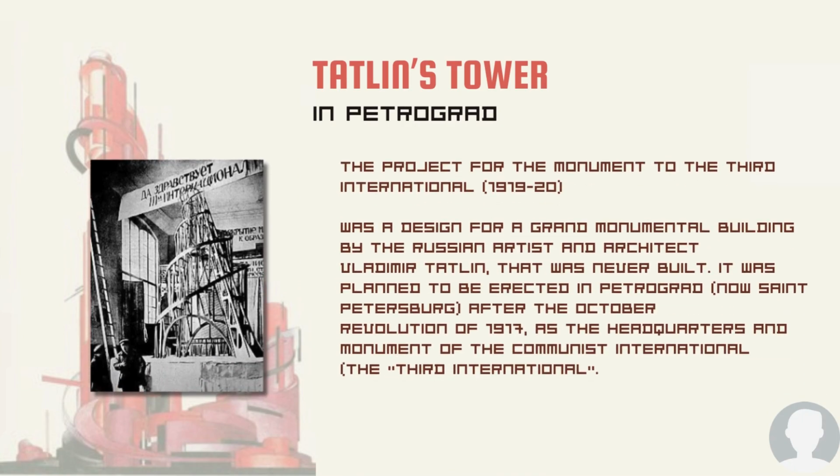And last, we have Tatlin's Tower in Petrograd. It is also called the Project for the Monument to the Third International, from 1919 to 1920. It was a design for a grand monumental building by the Russian artist and architect Vladimir Tatlin. It was planned to be erected in Petrograd, now called St. Petersburg, after the October Revolution of 1917 as the headquarters and monument of the Communist International, or the Third International.